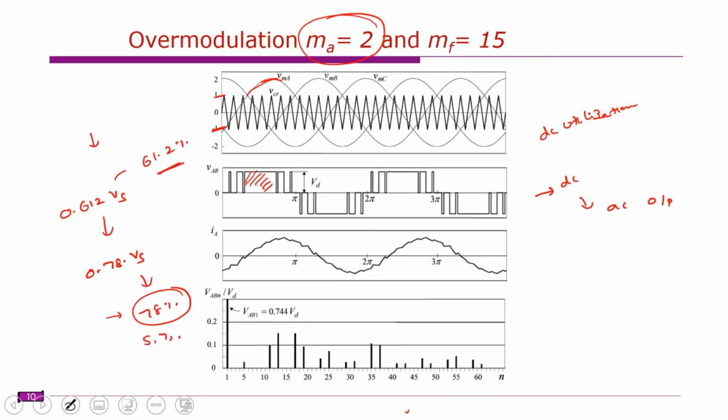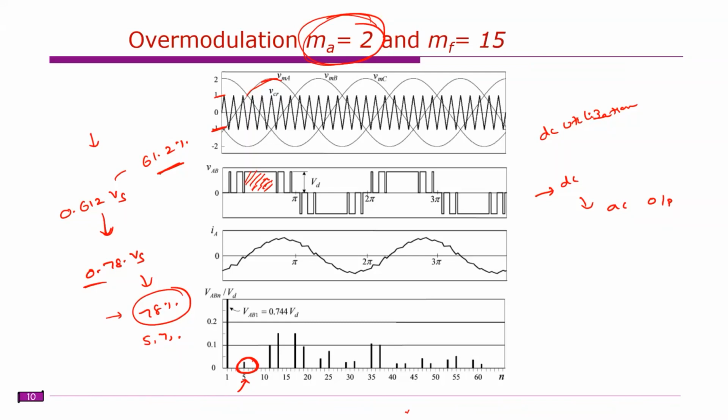But this is good, right? Sometimes we can slightly go for overmodulation. We can increase from 0.612 to 0.78 times Vs. For example, you have MA equal to 2. In this case, these pulses are skipped. When you are operating in overmodulation, some of the intersecting points are skipped. So obviously it will affect the harmonic spectrum, and these lower order harmonics emerge. Clear? The disadvantage with overmodulation is lower order harmonics. The advantage is we can boost the output voltage from 0.612 Vs to 0.78 times Vs.